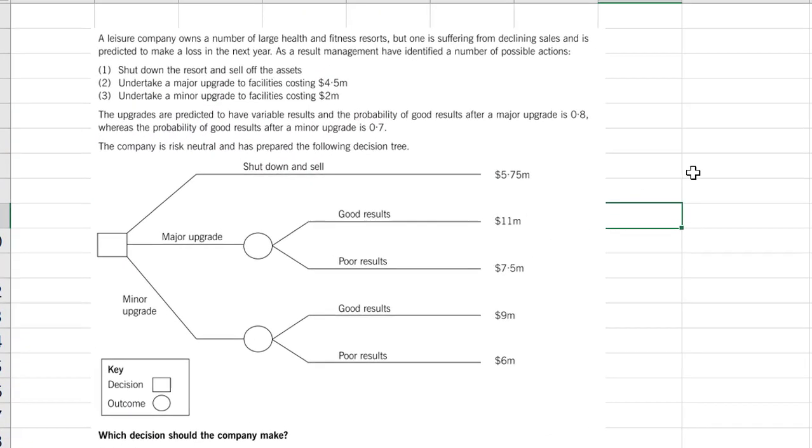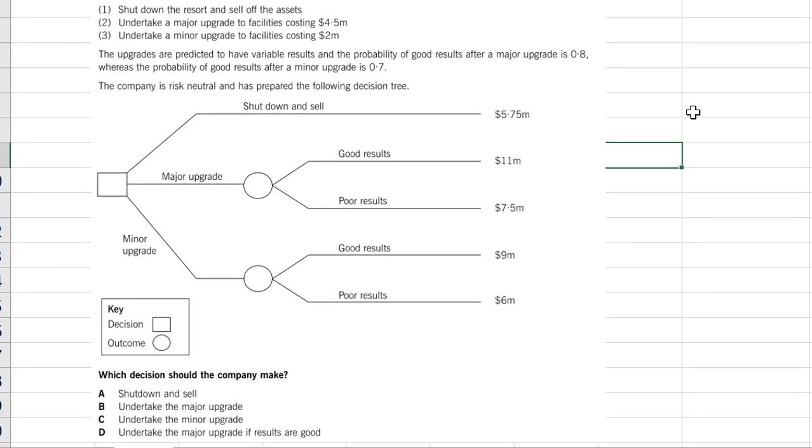Welcome back. I've copied this question into the spreadsheet here so I can do the math a bit more neatly. And look at this, we're trying to make a decision. We're trying to deal with our leisure company and we're in decline. So we've got three decisions, right? And each branch represents a decision. We can shut down and sell. We can do the major or the minor upgrades. Now look at the answers there. Which one can we just eliminate immediately? One of those can come out. Well, yes, D. D is not feasible as an option.